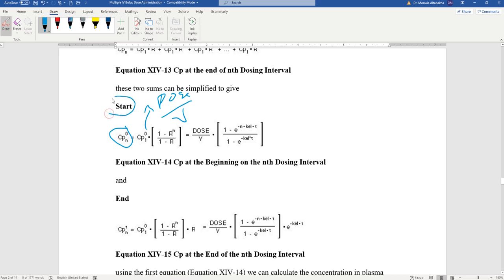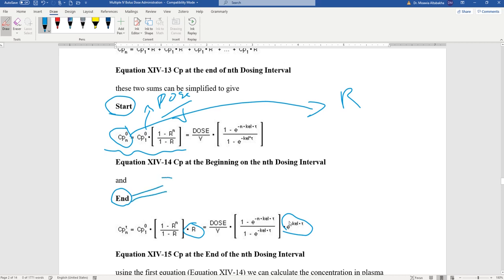So at the start, immediately after giving the N dose, this is the equation we will use. And at the end, it's the same as this one, just multiply it by R. It's the same CPN0, but you multiply it by R. It's the same thing, multiply it by R. This will give you the concentration at the end of the time interval.